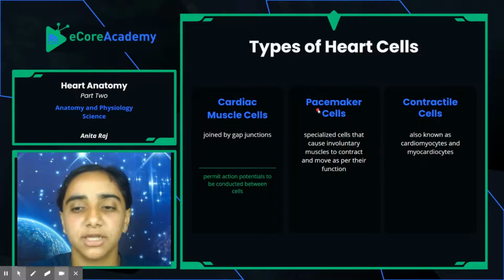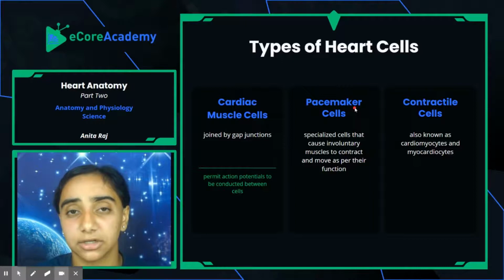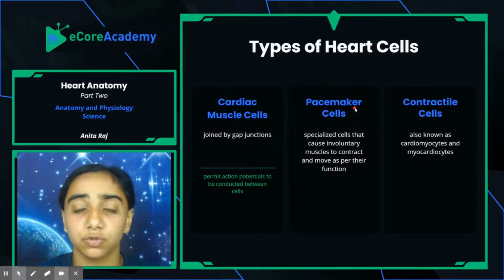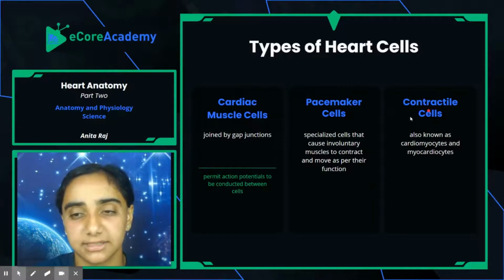So if you want to think about a factory, these pacemaker cells are like your CEOs. They tell their workers when something needs to happen, how it needs to be done, and things like that. The contractile cells are the ones who actually execute those things. They are your workers. So your pacemaker cells initiate the command to squeeze or to contract or relax. Your contractile cells will actually do the contraction, and they will also do the relaxation.